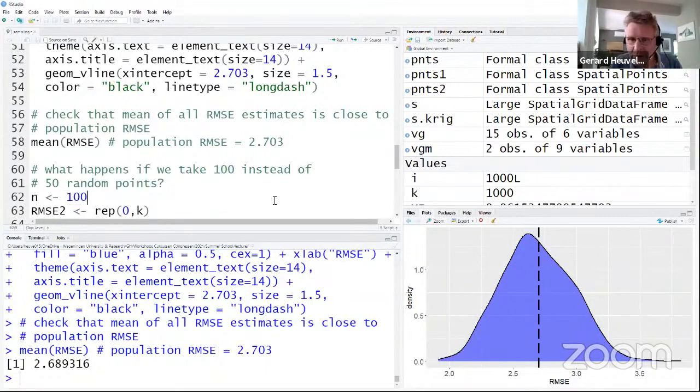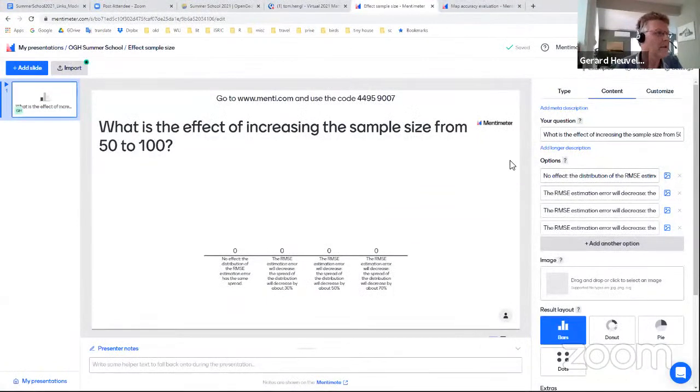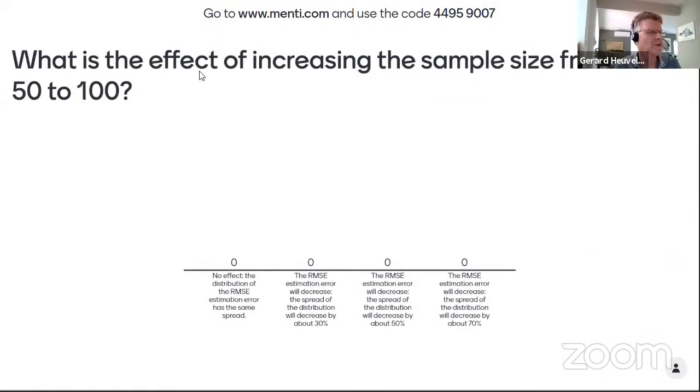And that's where I need your input. So let's go to Mentimeter, and I'm going to ask you to submit your answer. So please answer this question. What is the effect of increasing the sample size from 50 to 100 and using the average of 100 random points in the area to estimate the root mean square error? And you have a choice of 4 possible answers.